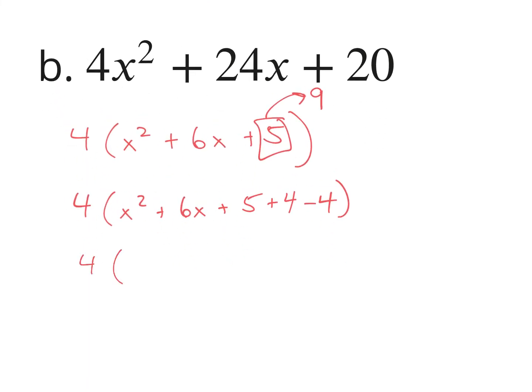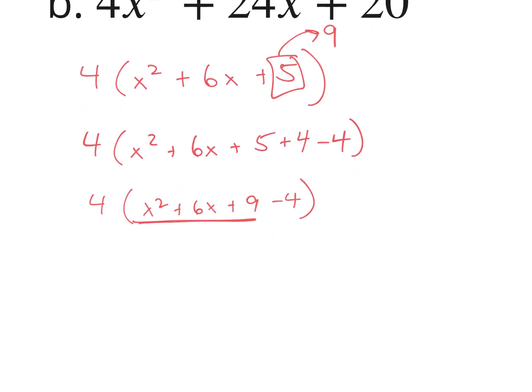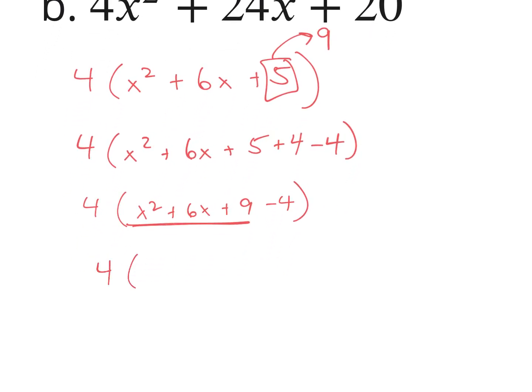So now I have x squared plus 6x plus 9 minus 4. I can rewrite my perfect square in factored form. So that's x plus 3 squared minus 4. And then redistribute my 4. So I have 4 times x plus 3 squared minus 16.